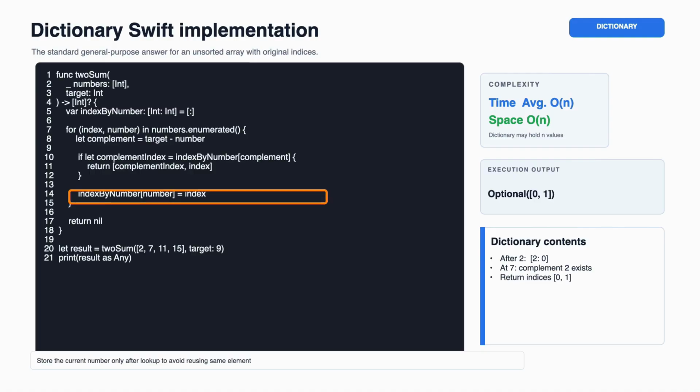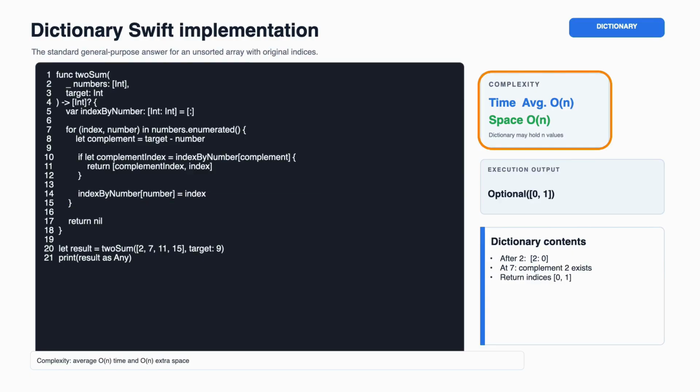For example, suppose the input contains only one 3 and the target is 6. Then we cannot use the same 3 twice. But if the input has 3 two times in the array, then the first 3 is stored, and when we process the second 3, the first one is found correctly. If we finish the loop without finding a pair, we return nil.